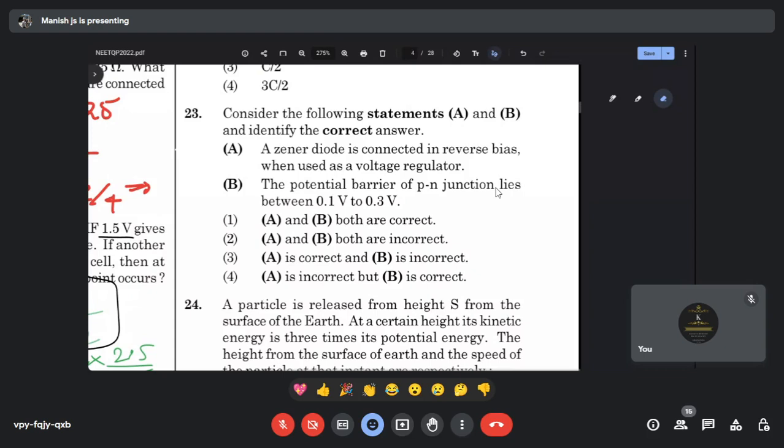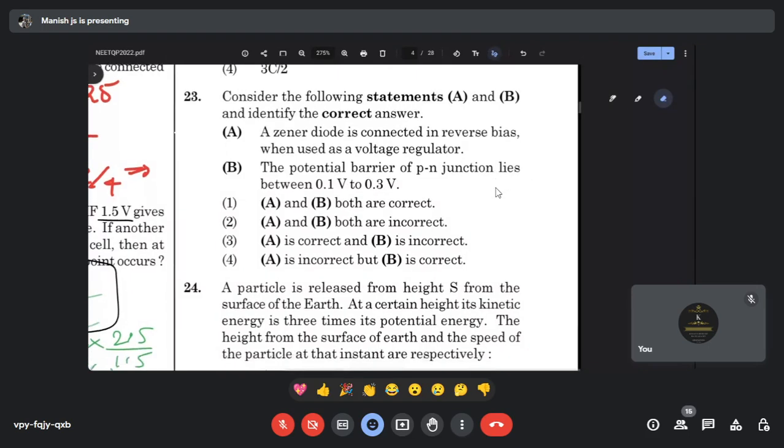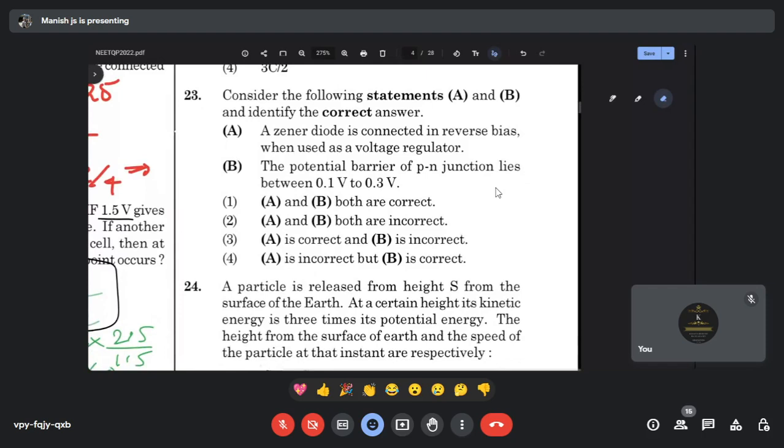So two statements. Option 3. Option 3. A is correct, B is incorrect. A is correct and B is incorrect. Okay. Okay, why is B incorrect? Sir, potential barrier lies between 0.7 to 1.1. Okay.